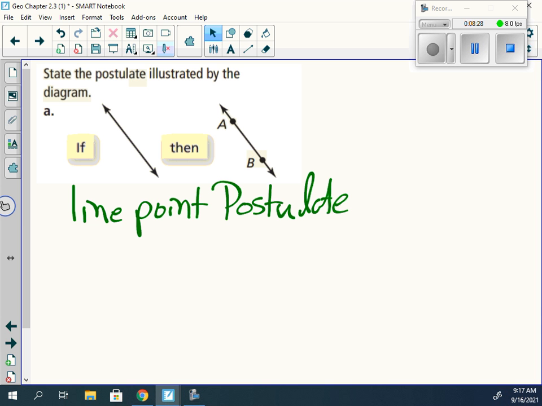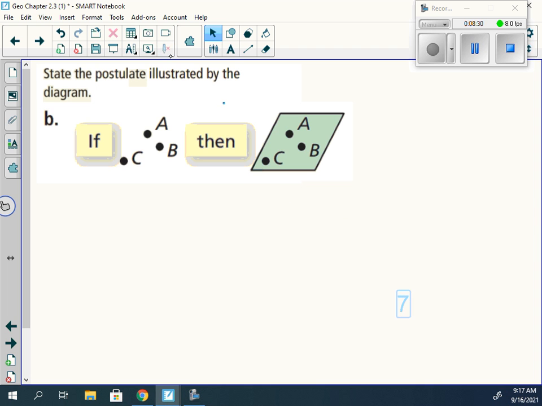Questions on this here? Plane point or point plane?